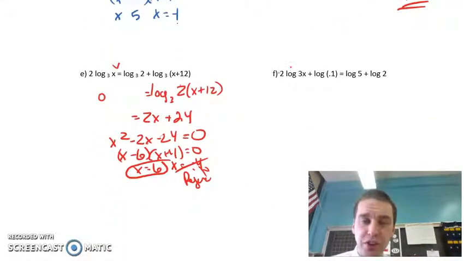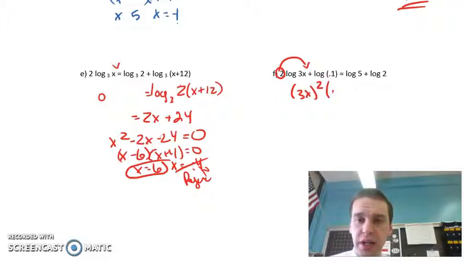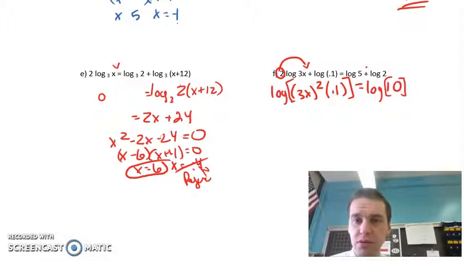With F, notice that we have the power rule again. That power rule that 2 gets brought up. The reason why I wanted to make sure to do this one is that the 2 is squaring the 3x. So it should really look like this. And with addition, you know you're multiplying. So we're multiplying by 0.1. So we have log of that equaling log of 10. How did I get 10? 5 times 2. Let's multiply. So with this, 3x quantity squared is 9x squared times 0.1 equals 10.